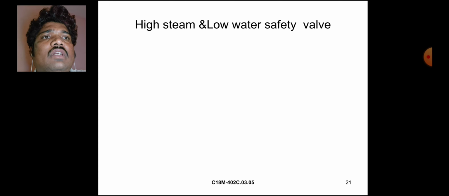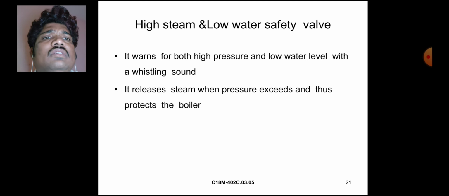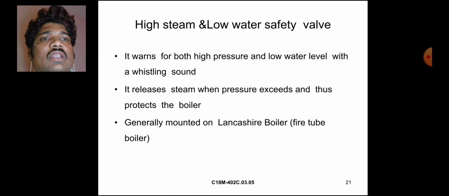This is a high steam and low water safety valve. It warns for both high pressure and low water level with a whistling sound. It releases steam when pressure exceeds the limit and thus protects the boiler. It is generally mounted on a Lancashire boiler or fire tube boiler.